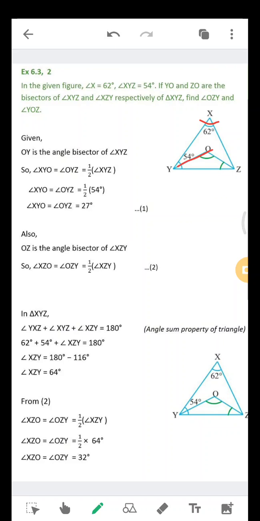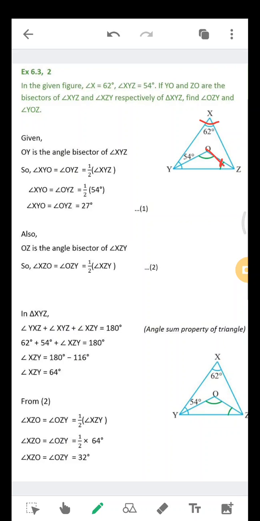YO and ZO, what are these YO and ZO? They are bisectors. Just now I told you the meaning of bisector. So YO divides angle Y, ZO divides angle Z into two equal parts. These are the bisectors of triangle XYZ. Find OZY and YOZ. So we need to find OZY, this angle we have to find.